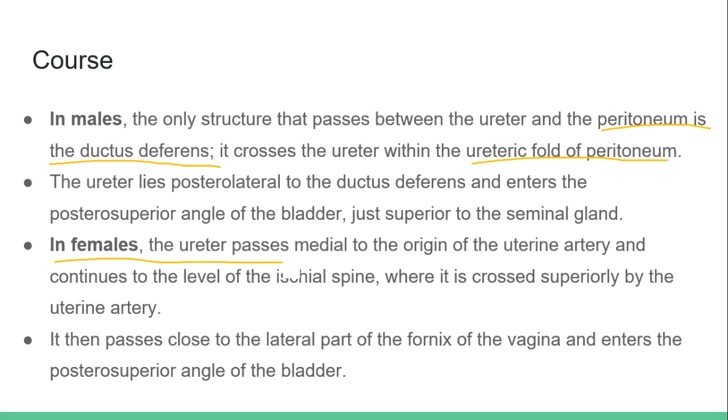In females, the ureter passes medial to the origin of the uterine artery and continues to the level of the ischial spine, where it is crossed superiorly by the uterine artery. It then passes close to the lateral part of the fornix of the vagina and enters the posterosuperior angle of the bladder.